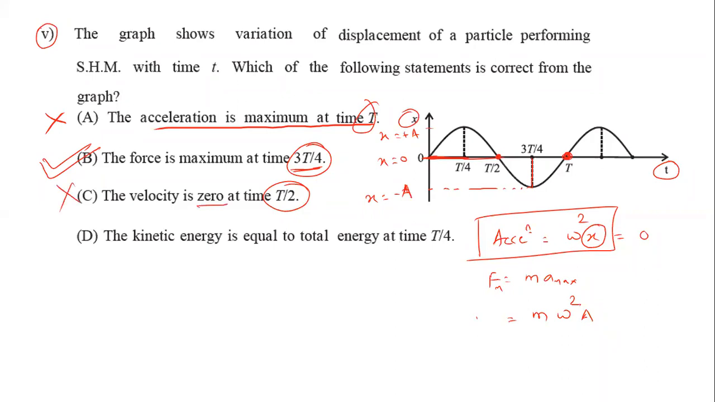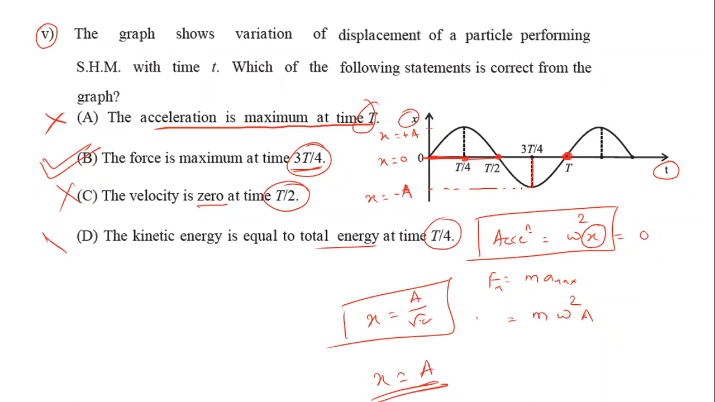So this is wrong. Kinetic energy equal to total energy: kinetic energy is equal to total energy only when x is equal to a by root 2. When we learned the graph, that time we derived this. So at T by 4, you can see here, x is equal to a. So kinetic energy and potential energy are not equal. So this option D is also a wrong option. So the correct option is option B, and it is force is maximum at 3T by 4.